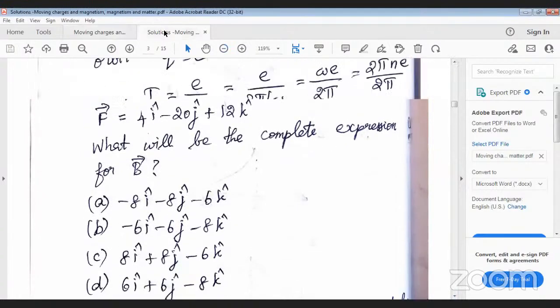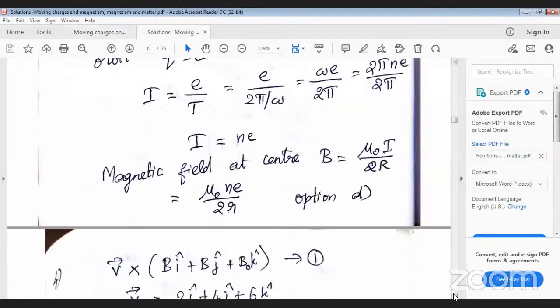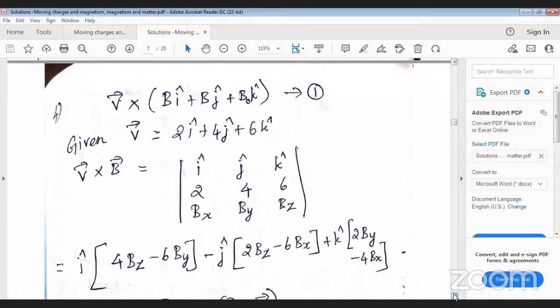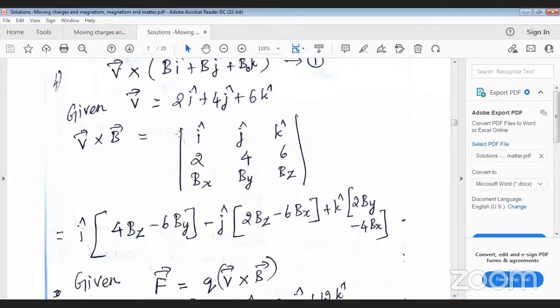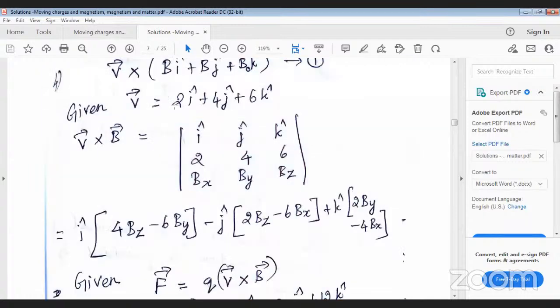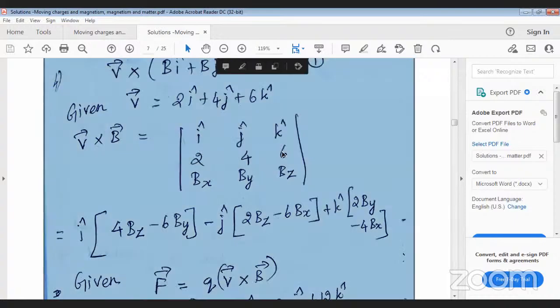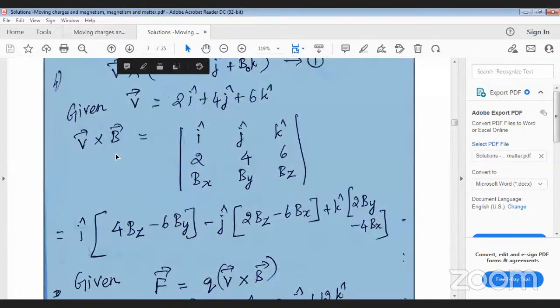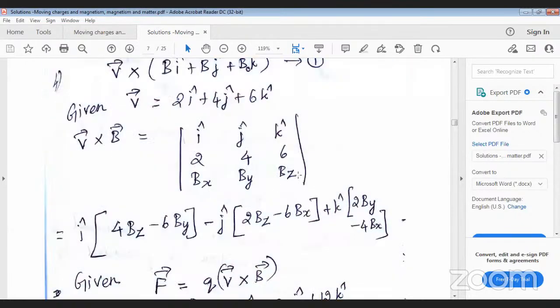So here you can see v cross B means it is a vector cross product. So you have to write this in determinant form. I, J, K. So for velocity you have 2, 4, 6. So the components should be written here 2, 4, 6, and then B. So as I have told you earlier, B means Bx, By, Bz. Okay. Now you have to simplify this determinant.